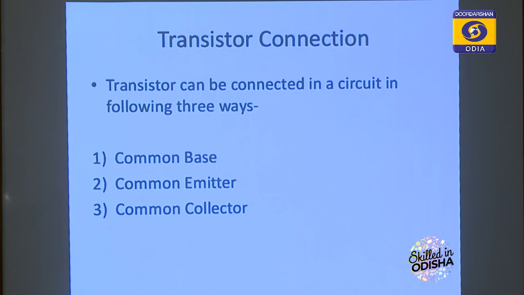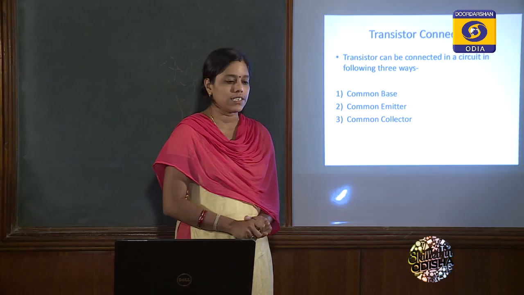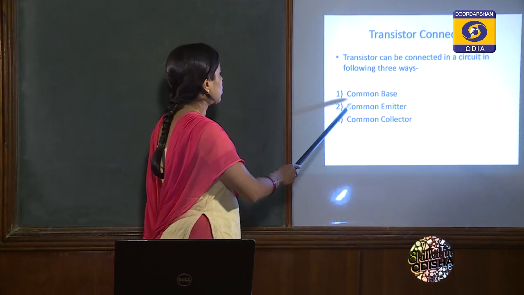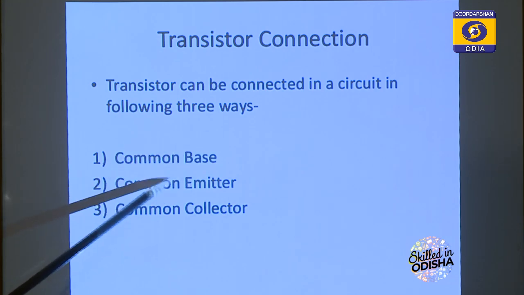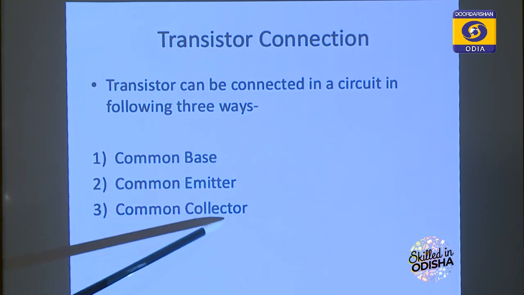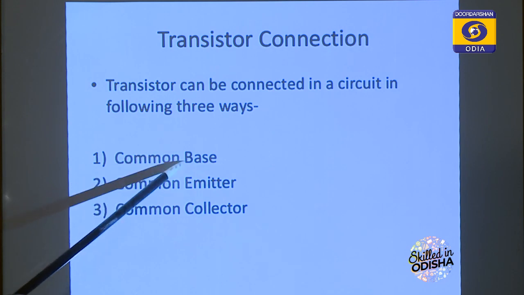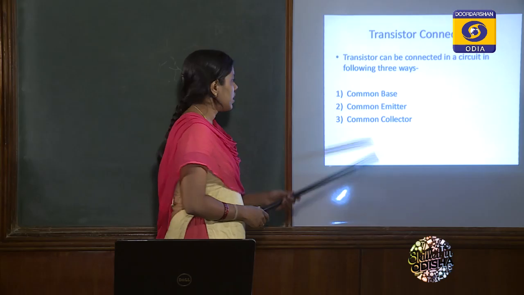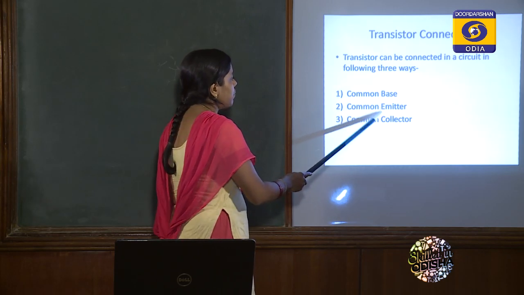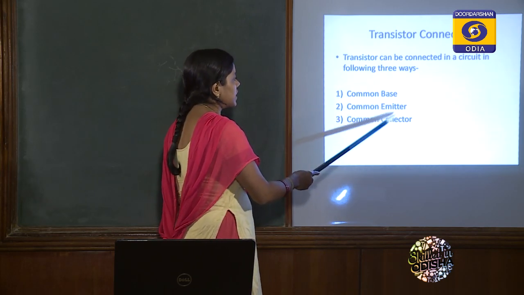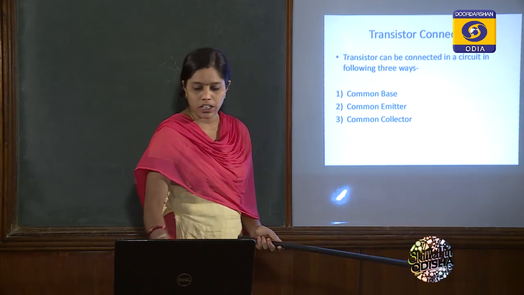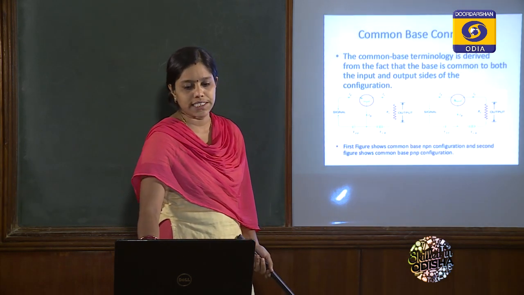Then next one is the transistor connections. This is the new topic, today's topic. Transistor has two junctions but three connections or three configurations, that is common base connections, common emitter connections, common collector connections. Common base means base terminal of the transistor is common to both sides. Similarly, common emitter means emitter terminal is common to both sides. Common collector means collector terminal is common to both sides.